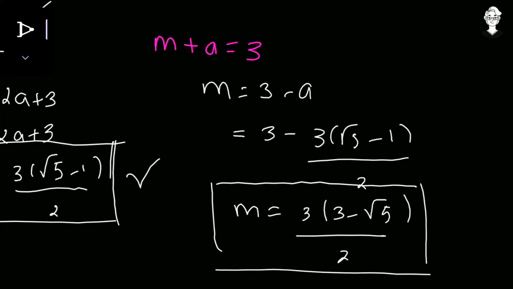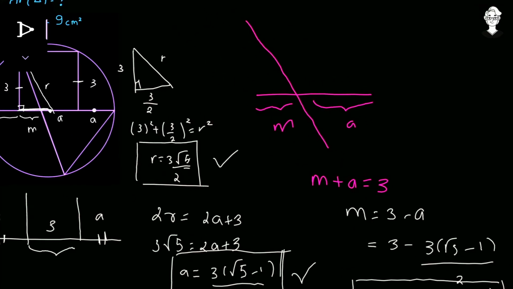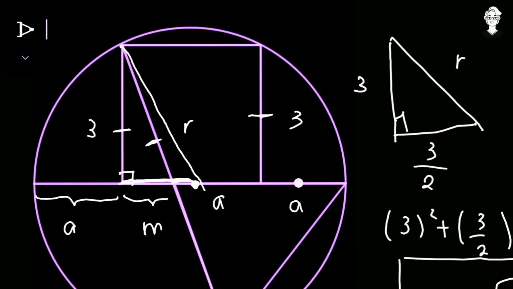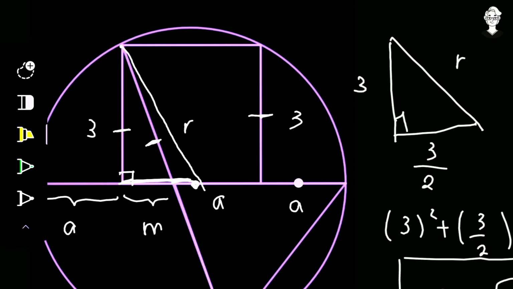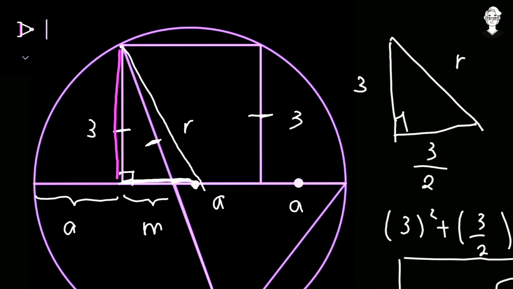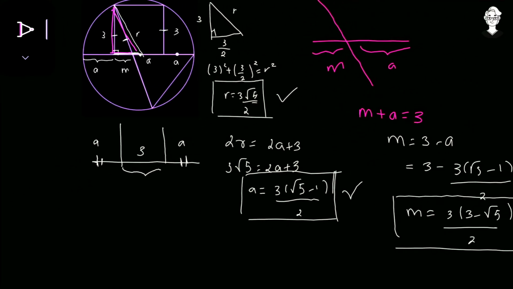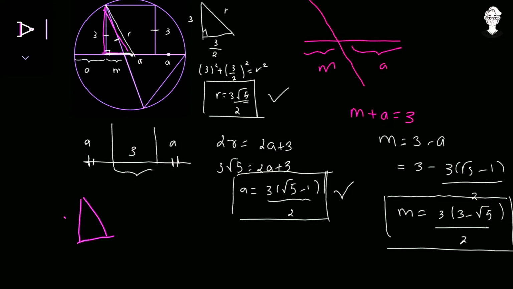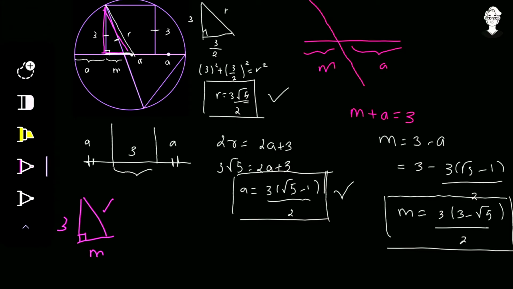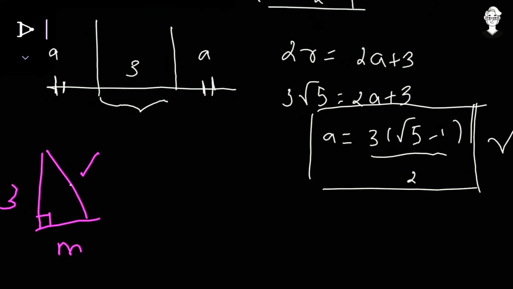So as you can see, from the area of the square we got the radius, from the radius we got the value of a, from a we got the value of m. Now from m we can get the value of this hypotenuse in this particular right angle triangle. I can just change the color to show you which right angle triangle. Let the color be pink. In that right angle triangle the side is equal to 3, the base is equal to m. So I can have the value of the hypotenuse. So let us do that over here. First of all, let the hypotenuse be a variable, let it be equal to n.